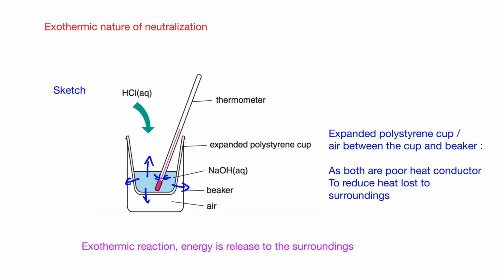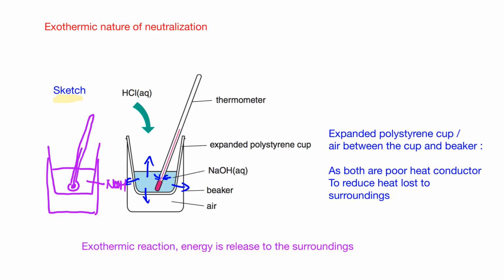For this setup, do pay attention. You have to remember how to sketch it. Basically, you need a big polystyrene cup, and outside you have a beaker. You have the solution, NaOH in this case, and we put a thermometer in it, with a bulb like this. Then what you need to do is just add HCl to it. This will be a basic setup to show the exothermic nature of neutralization.